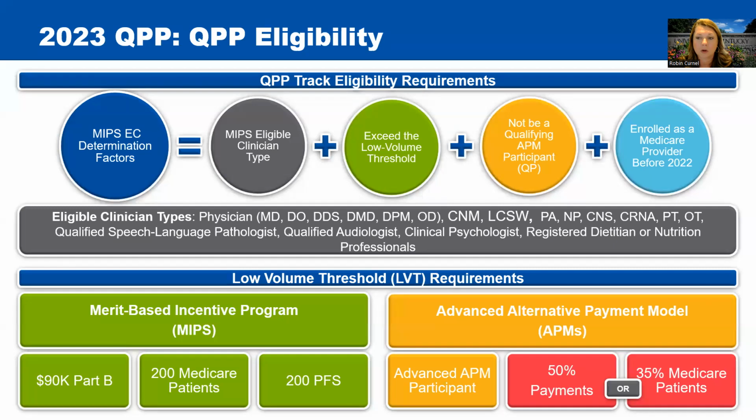And they refer back to all of the claims submitted to CMS and look for those that are submitted for Part B billing. So the merit-based incentive payment system, the MIPS program, has to have at least $90,000 in Part B billing, at least 200 Medicare patients, and at least 200 professional services provided. To be considered a qualifying participant in an advanced alternative payment model system, you must have at least 50% of your payments or at least 35% of your Medicare patients being attributed to the provider through that APM.